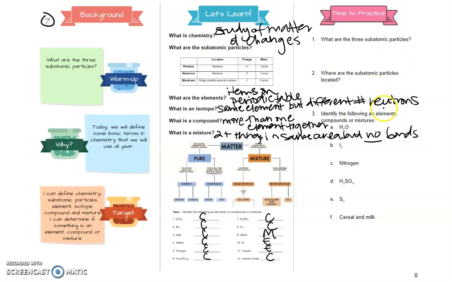Okay. So what I need you to do is try these practice problems. So you're going to talk about these 2 questions here and then try to identify what makes them element, compound, or mixture. And then you'll be checking to make sure you understand in your math.